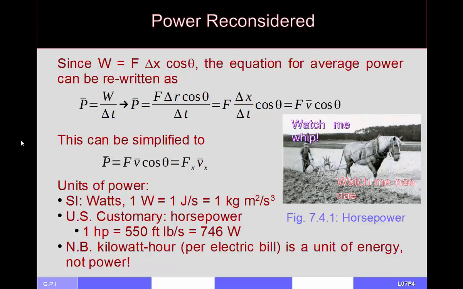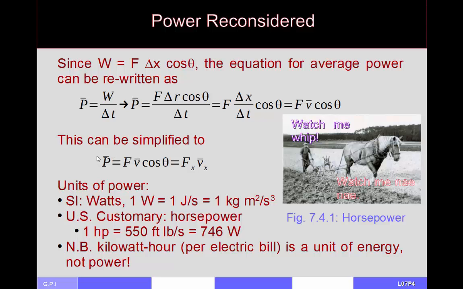And in fact, if we need to go to more dimensions, then the power is going to be force in the x direction times the component of the velocity in the x direction, plus force in the y direction times the component in the y direction, plus force in the z direction times the component in the z direction. So this equation could be expanded if we wanted more dimensions.